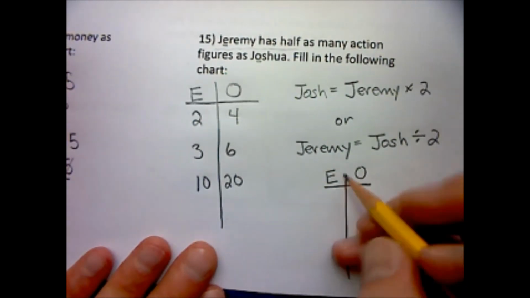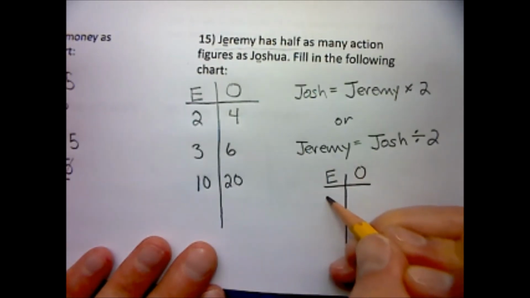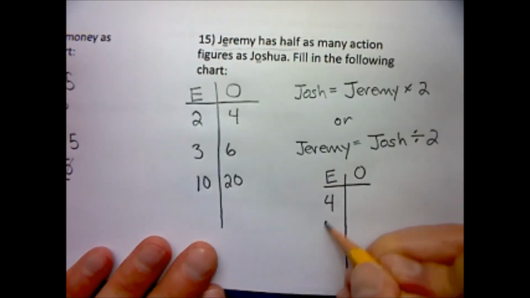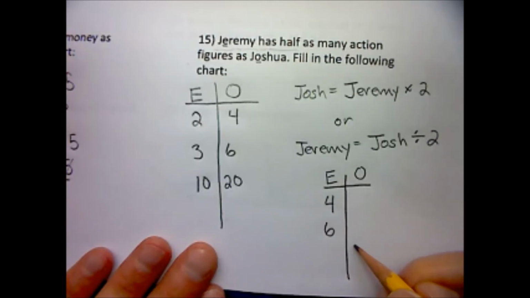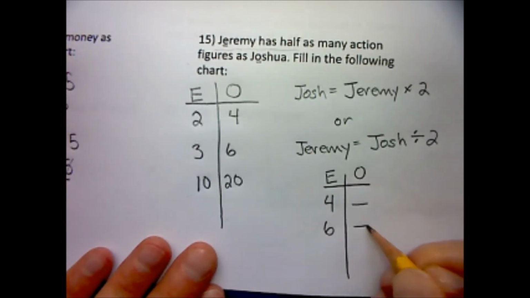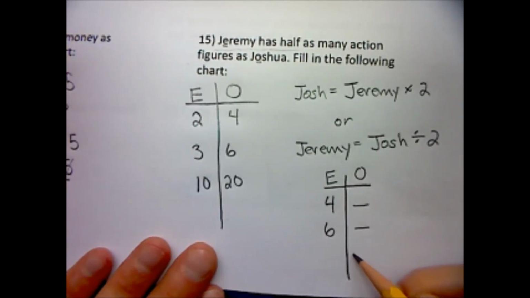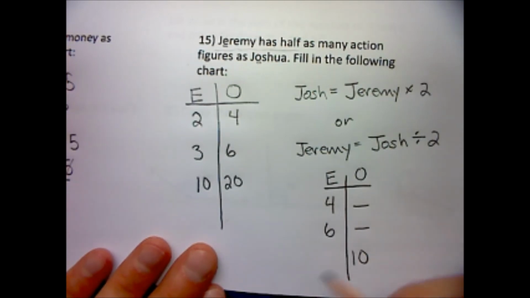Let's say Jeremy has, let's go 4, 6, and find the corresponding values for those. And then let's say Josh has 10. Pause it. Now try it yourself. Actually, I'll show you since you've already paused it and you've already done it.